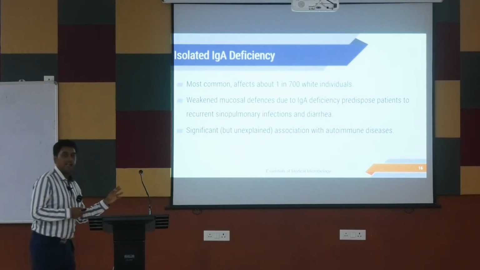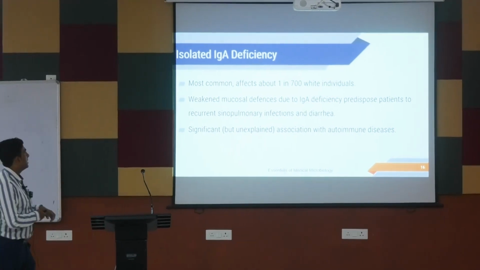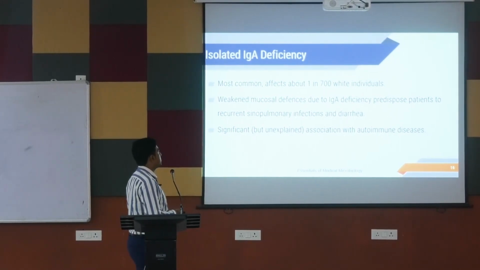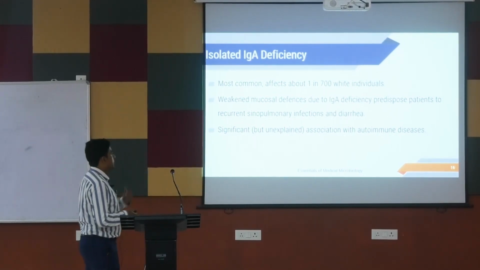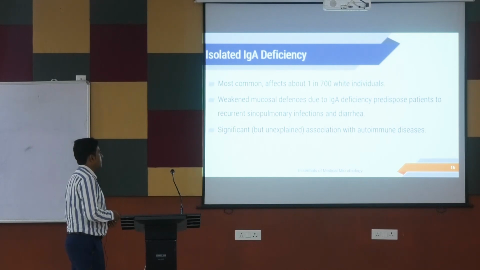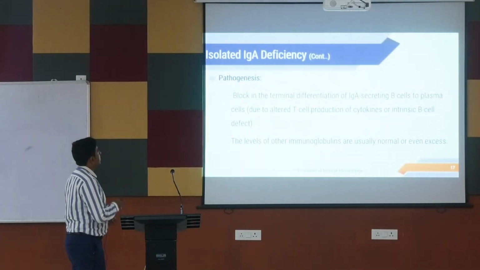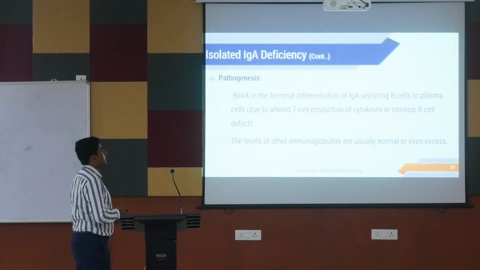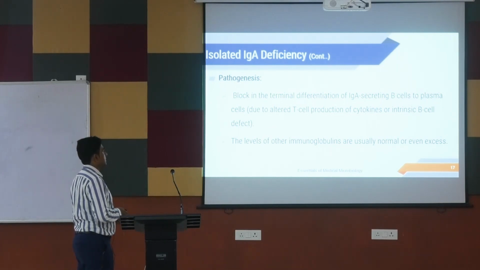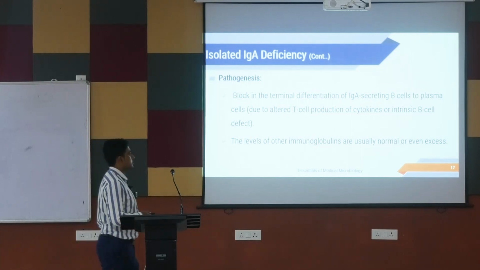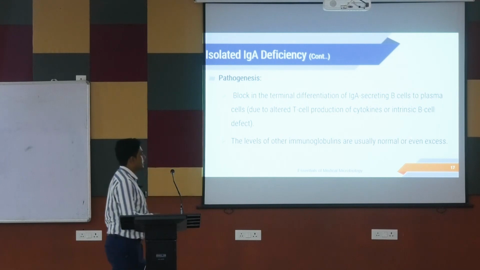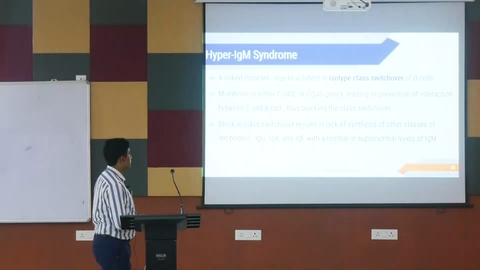IgA, we know, is a secretory antibody. Weakened mucosal defenses due to immunoglobulin A deficiency predispose patients to recurrent sinopulmonary infections and diarrhea. There is a block in the terminal differentiation of the immunoglobulin A secreting B cells to the plasma cells due to altered T cell production of cytokines and intrinsic B cell defect. The levels of other immunoglobulins are normal.